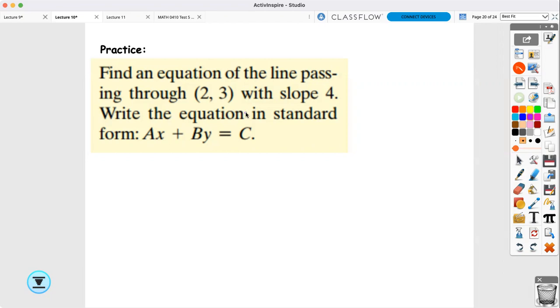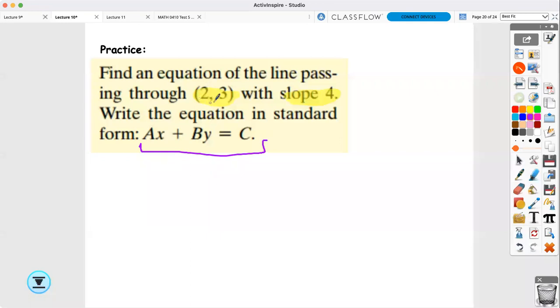All right, guys, so we need to find the equation in standard form. They gave us a point and they gave us a slope. So what formula do we start with first, guys? Anyone want to shed some light? With what they gave us, what formula do we use first? Y equals mx plus b.